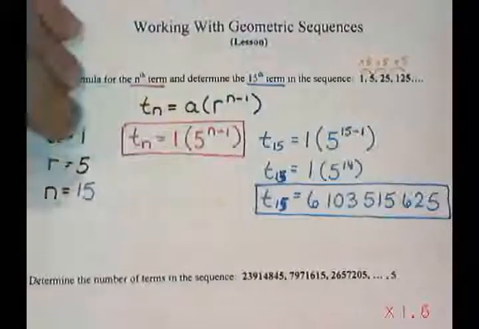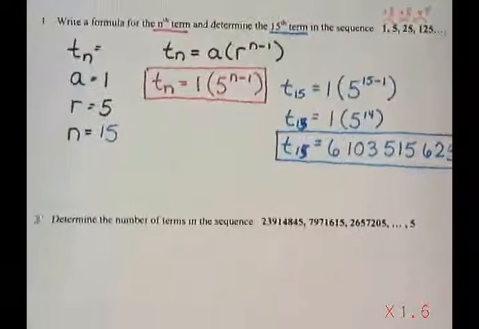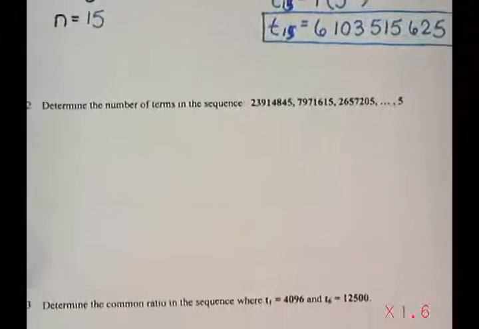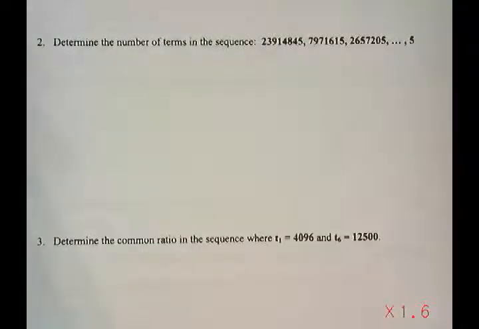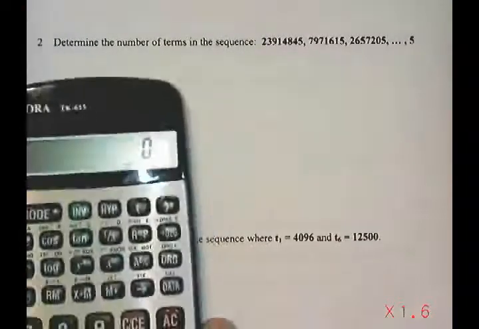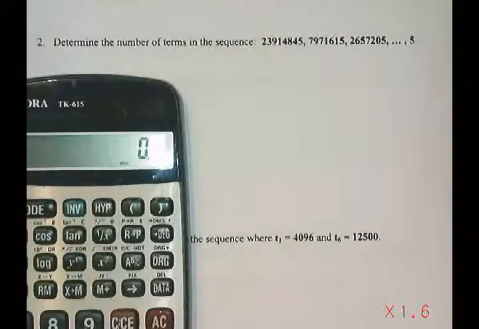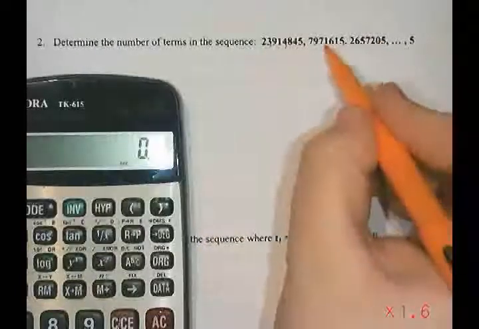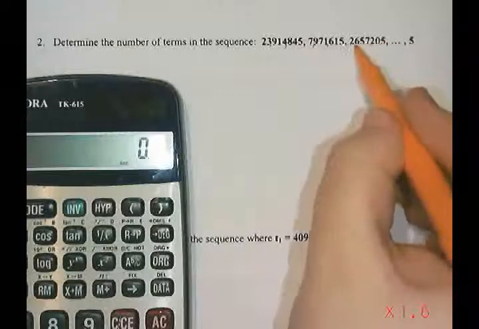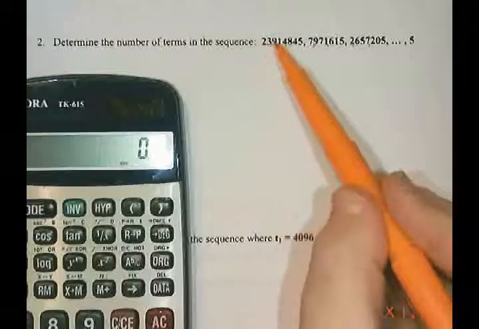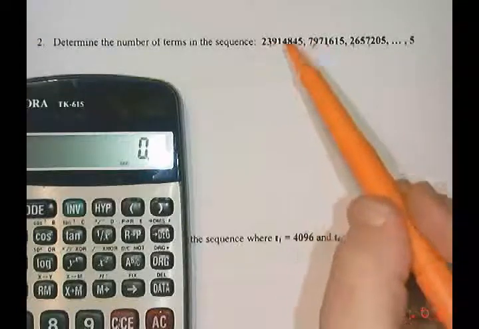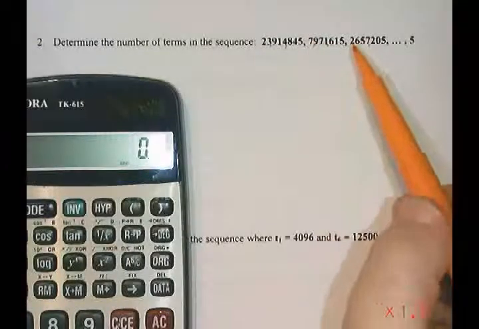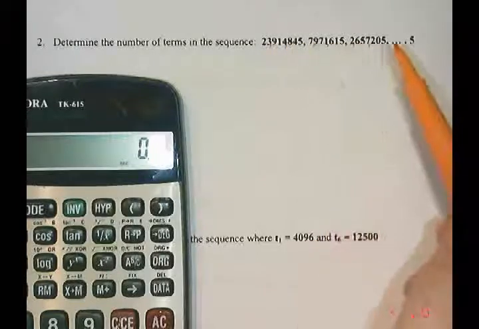Okay, so we're going to try the next question. We want to determine the number of terms in the sequence with those beautifully large numbers. So first thing you want to do is see if you can figure out if it's arithmetic or geometric, what's the pattern, what's happening here. So I'm taking a look at those numbers. I see that this is 23 million. This is 7 million. And then this is 2 million. So here I'd have to subtract a very large number to get it down to 7 from 23 to 7. And then it wouldn't work out to be 2 for the next one. So I know this isn't adding and subtracting.